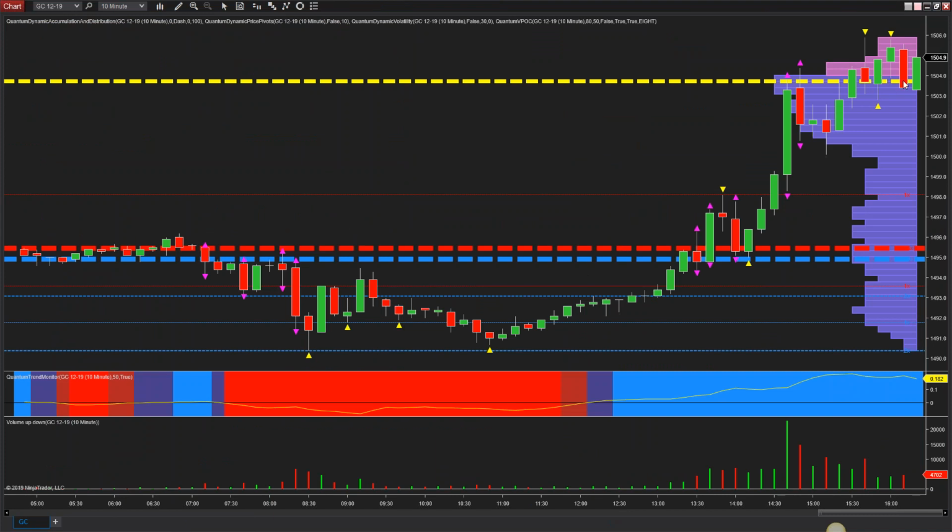And just to make the point, you've got the volume point of control here as well, but the volume point of control on the daily chart will trump the volume point of control on the 10-minute chart every time, and that applies to any other aspect of support and resistance or volume, anything else you care to mention.